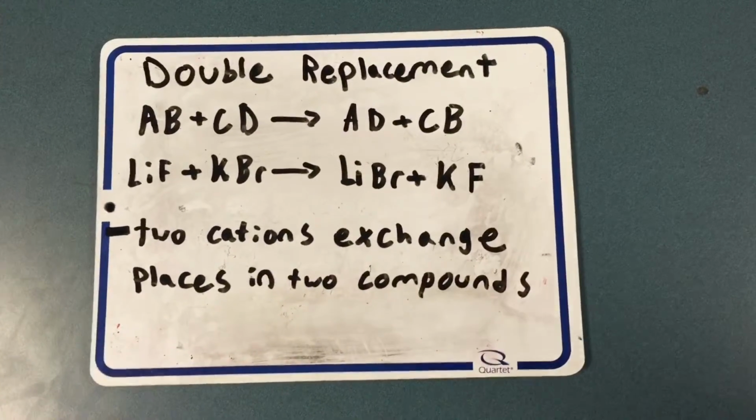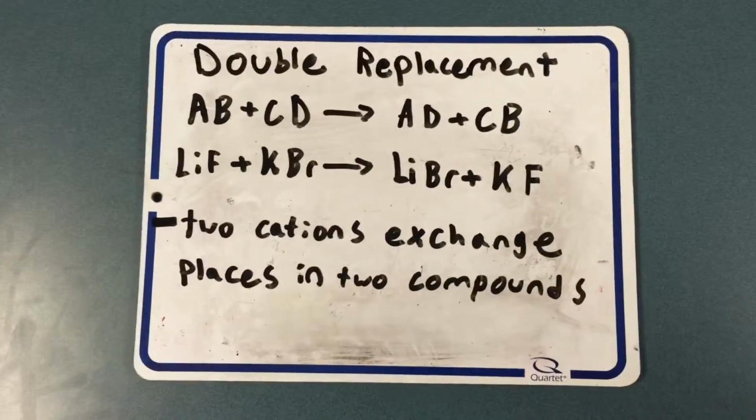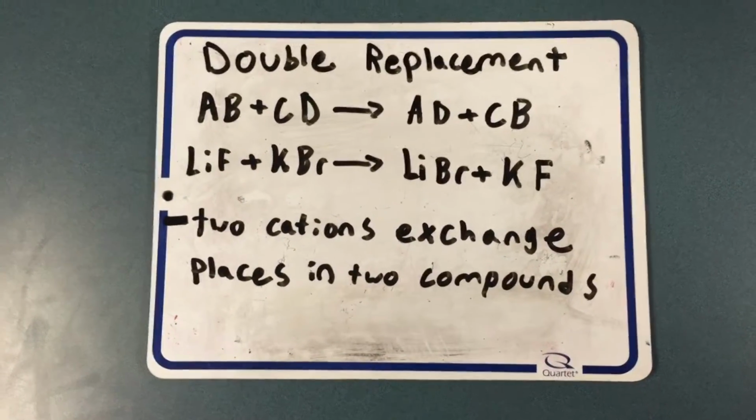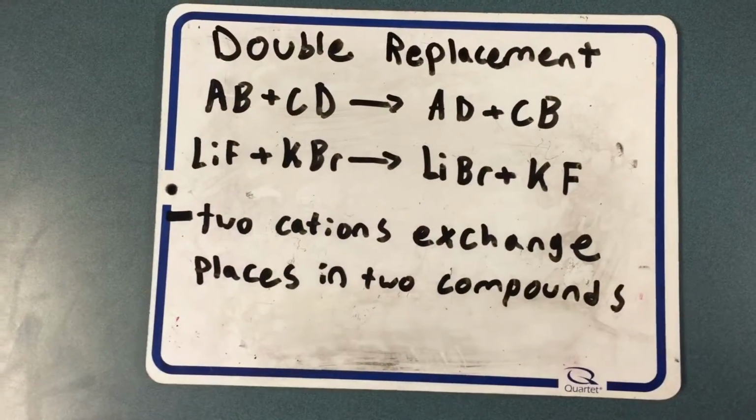Double replacement occurs when there are two compounds on the reactant side. You can switch the first element in each compound with each other to form the products in the reaction. You should get two compounds on the product side, then balance the equation.